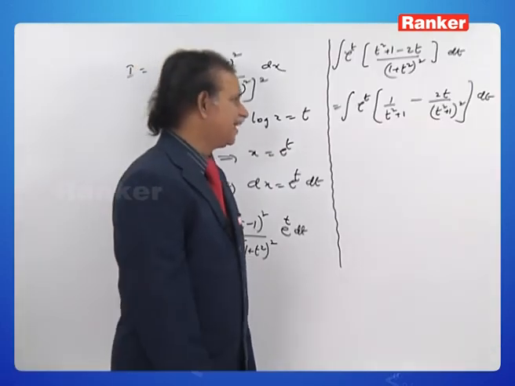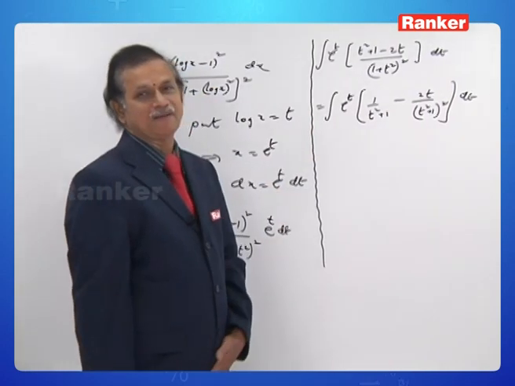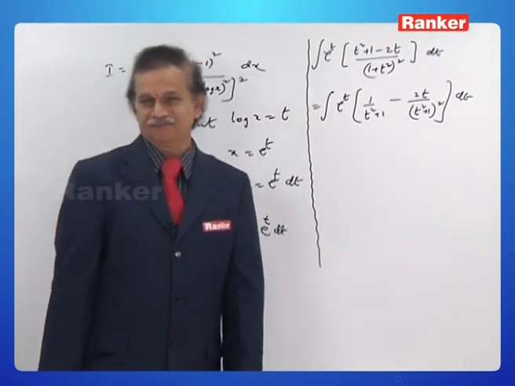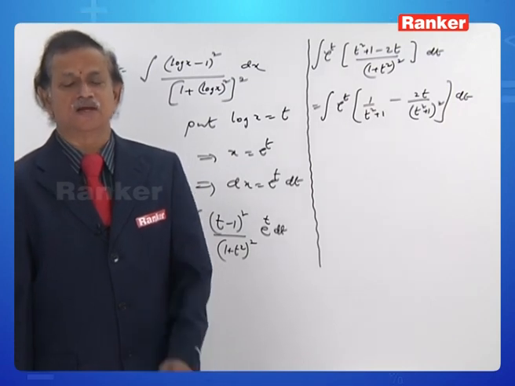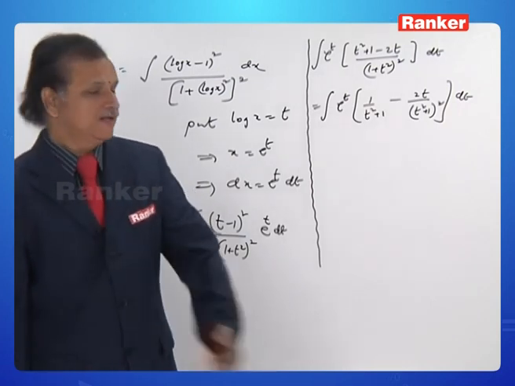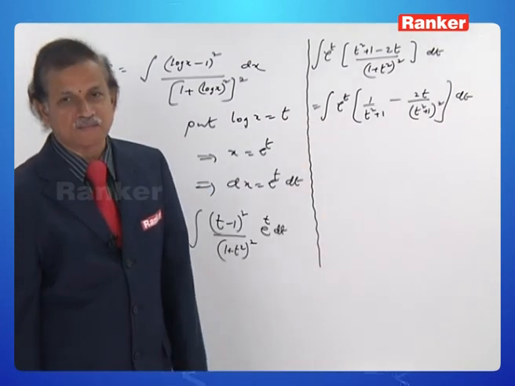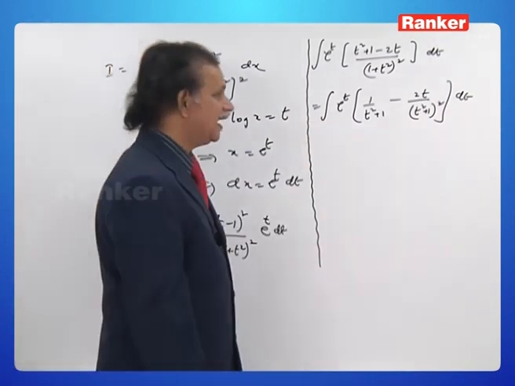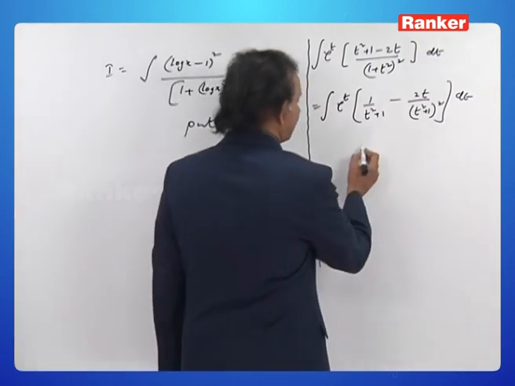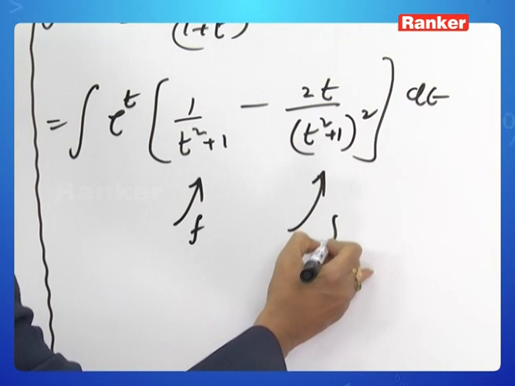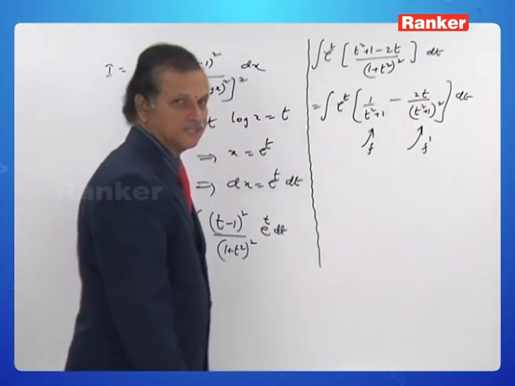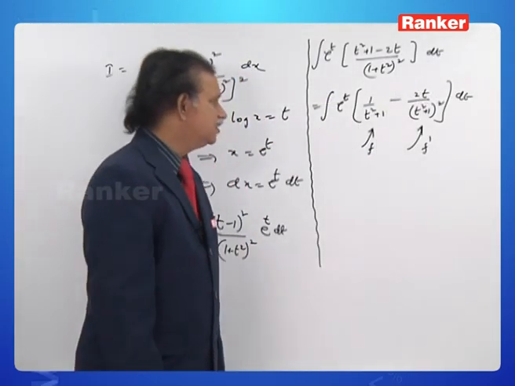You please observe carefully. 1 by t square plus 1. What is its derivative? Minus 1 by t square plus 1 whole square into 2t, isn't it? That is minus 2t by t square plus 1 whole square. You please have a look over that. Observe this carefully. If you consider this as some f of t, automatically this will be f dash t, isn't it? So this is acquired.